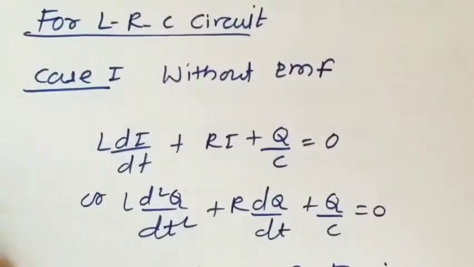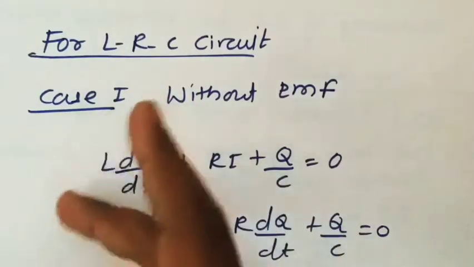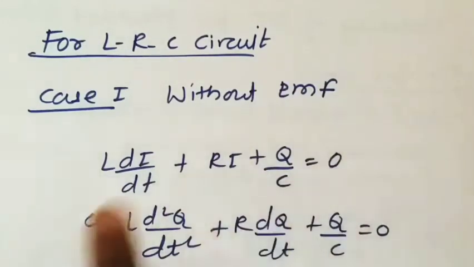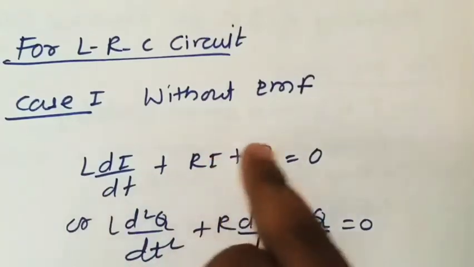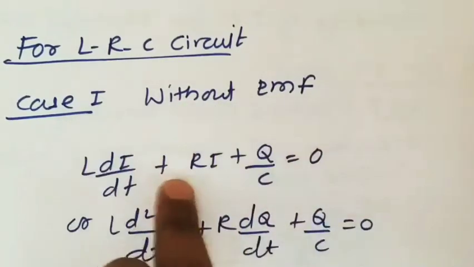Now a very important thing we are going to discuss is the LRC circuit. In problems, we are going to have this type of circuit, LRC, where L is the inductor, R is the resistance, C is the capacitance. Here also we have two cases. Without EMF, if no external EMF is there, the right hand side of the equation will be 0, and these are the voltage drops across the inductance, resistance and capacitor. Their algebraic sum is equal to 0 by Kirchhoff's law.